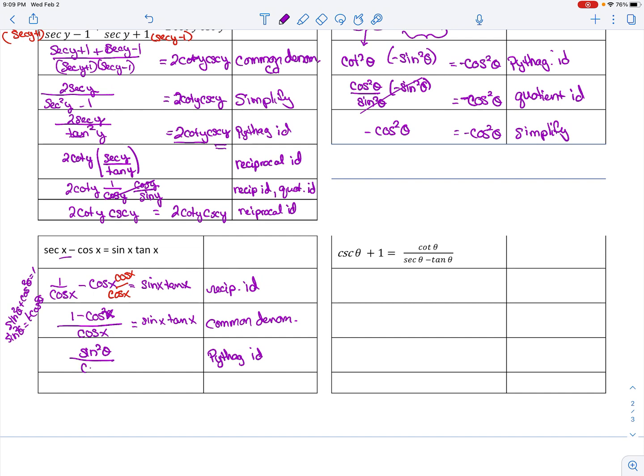And that sine squared theta is over cosine of theta, or cosine of x, my apologies. I don't want to switch variables on you in the middle of everything. Do a real quick erase here.